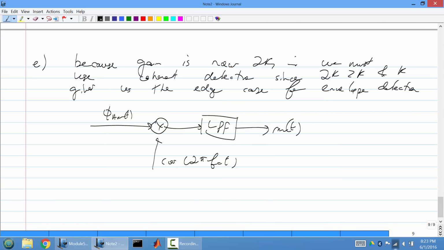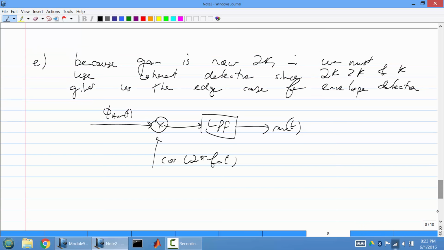You'd have to use coherent detection now. You can't use an envelope detector anymore because you're specifying amplitude that is beyond the maximum value, which means you're going to get phase reversals. So you're going to unfortunately need a coherent detector. Okay. All right. Any questions here?